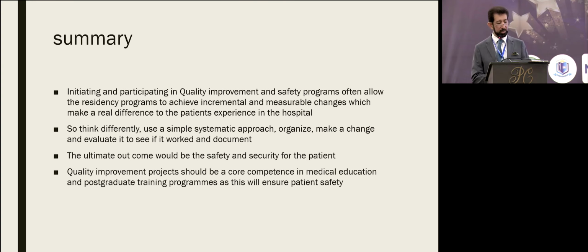So think differently, use simple systematic approaches, organize, make a change, and evaluate it to see if this has worked, and always document and share it. It will be published, it will be shared all across the world, I promise you that. The ultimate outcome would be the safety and security of the patient.